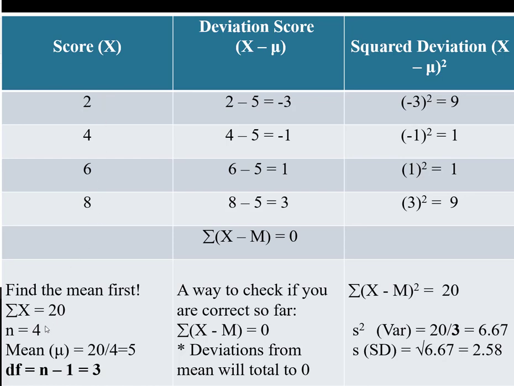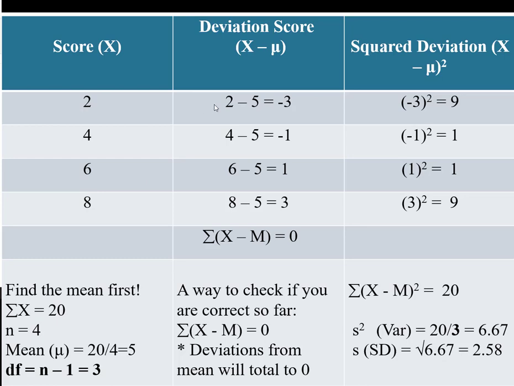I see that I have 4 scores, so 20 divided by 4 is 5. And then eventually my degrees of freedom will be 4 minus 1, which is equal to 3. So sample size minus 1 is 3. File that away for later. So now we know that our mean is 5 and our individual scores are listed here.